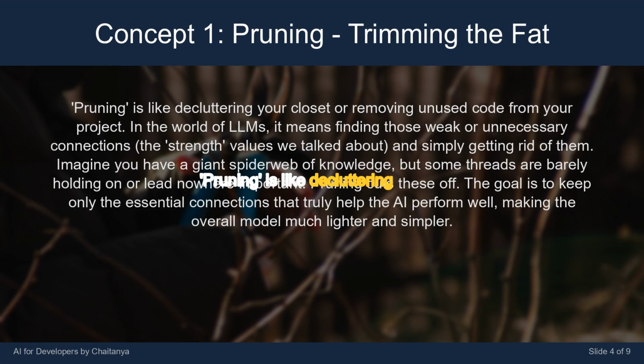Pruning is like decluttering your closet or removing unused code from your project. In the world of LLMs, it means finding those weak or unnecessary connections, the strength values we talked about, and simply getting rid of them. Imagine you have a giant spider web of knowledge, but some threads are barely holding on or lead nowhere important. Pruning cuts these off. The goal is to keep only the essential connections that truly help the AI perform well, making the overall model much lighter and simpler.